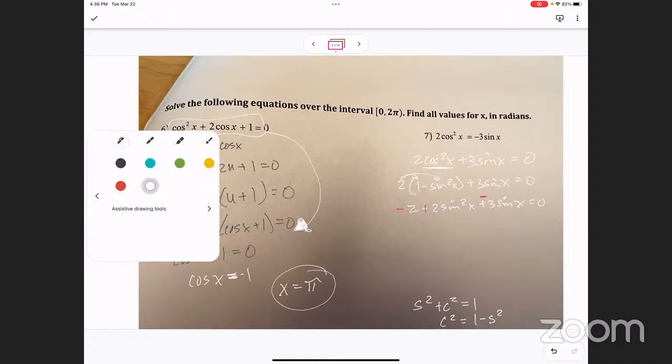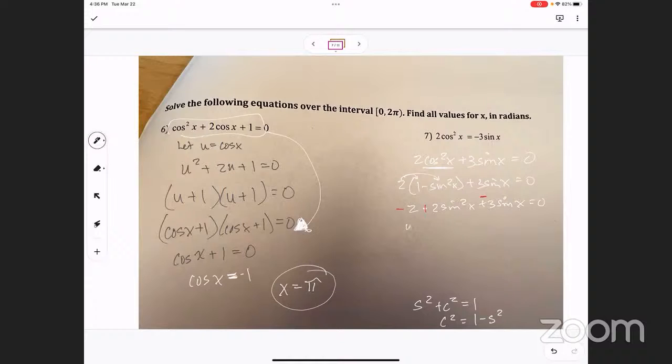You ready? Also I'm going to rewrite it with u equals the sine of x now. Do you have to do this? No, but it might make it easier. So this is 2u squared, y'all with me? Minus 3 what? U, remember we're calling it u, minus 2, y'all with me? Equals what? 0.